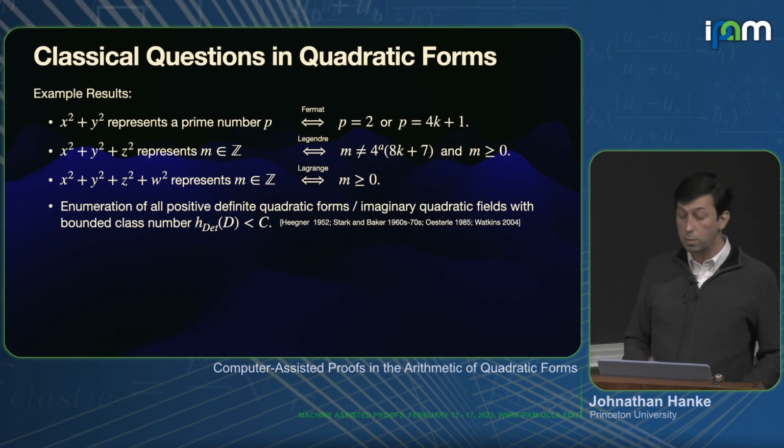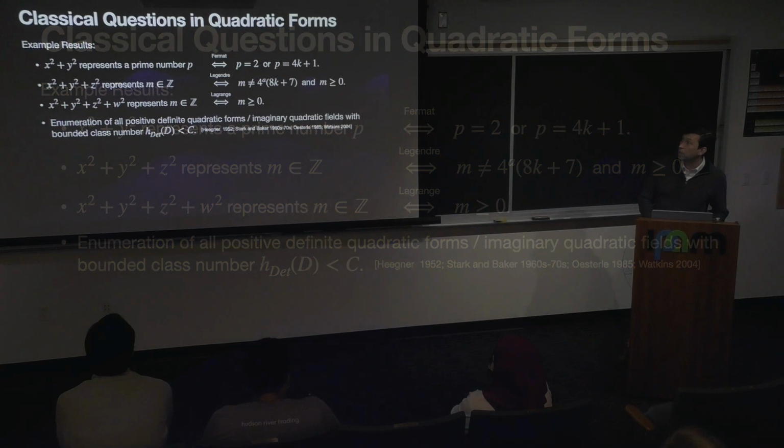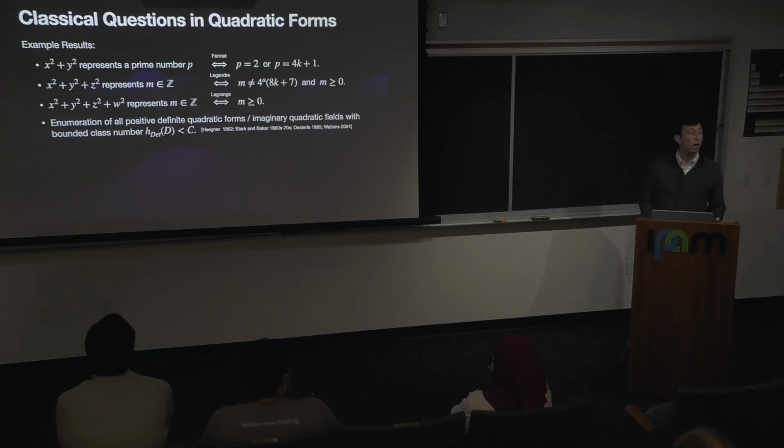Some other questions that people are interested in are the enumeration of all forms for a given determinant, or whose class number is bounded by a certain amount. So you might find all class number 1 quadratic forms. This is very useful in the arithmetic of quadratic forms, and we'll see some applications later. In fact, you can see applications now because all of these 3 forms here have class number 1. So they're alone in their genus and they're alone in their determinant.